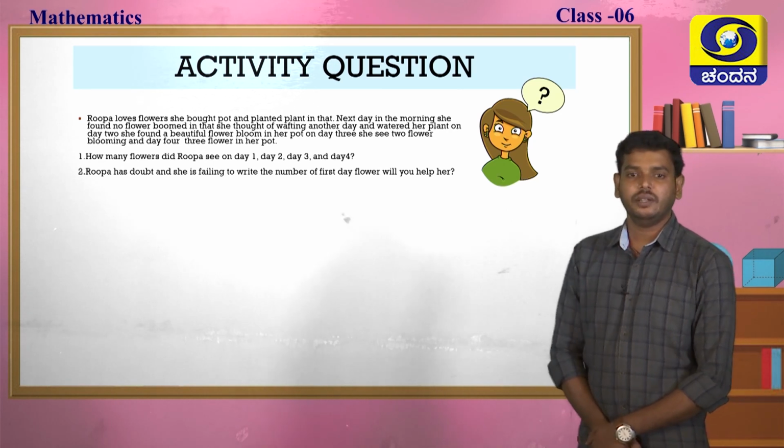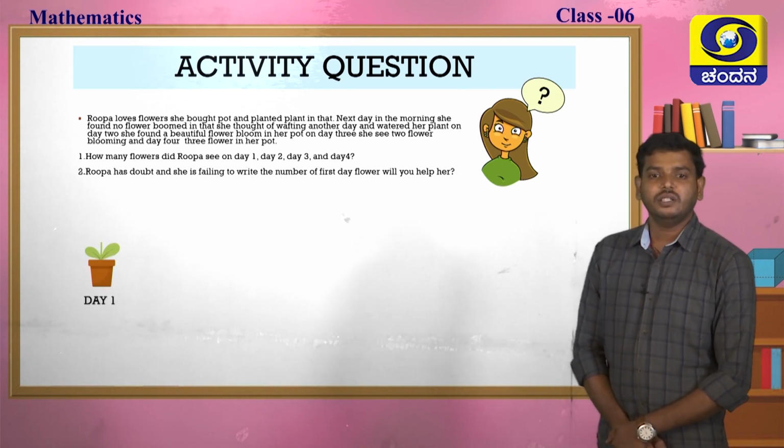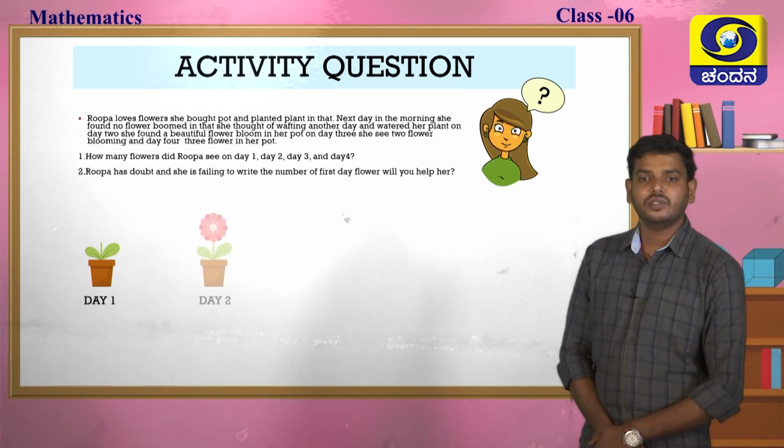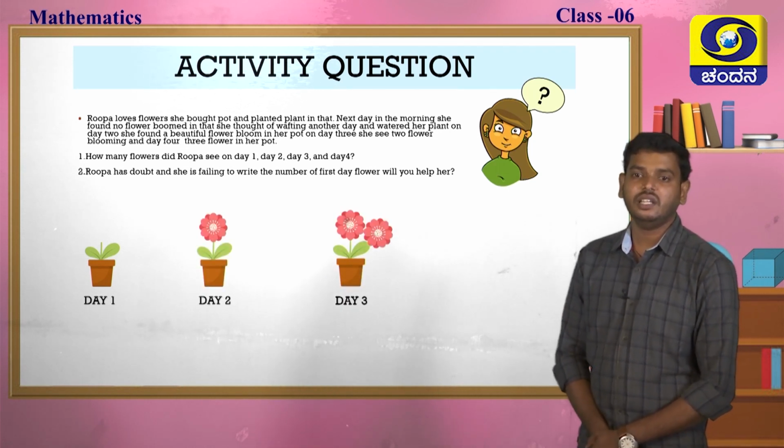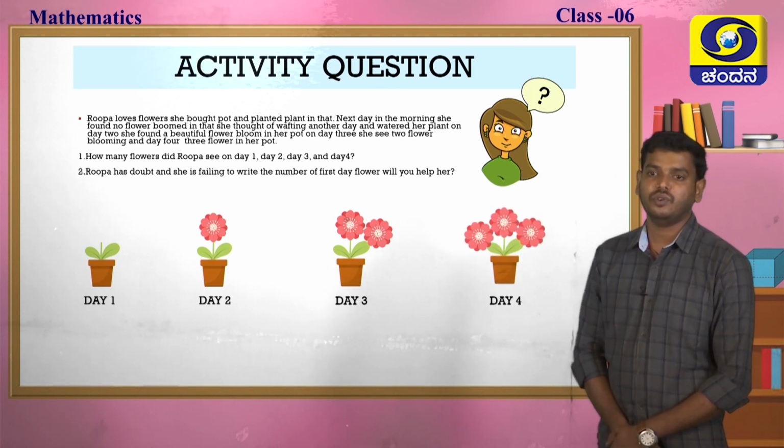According to the story, we will see now. Day 1, she did not find any flower, of course. Day 2, she found 1 flower. Day 3, 2 flowers, and day 4, 3 flowers.